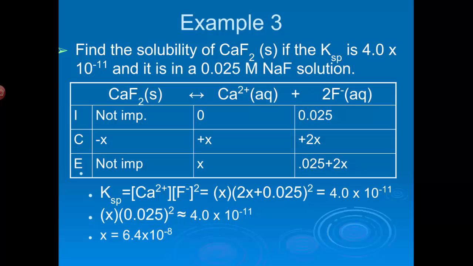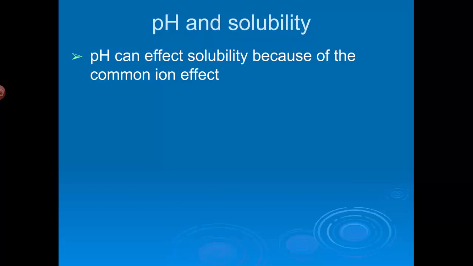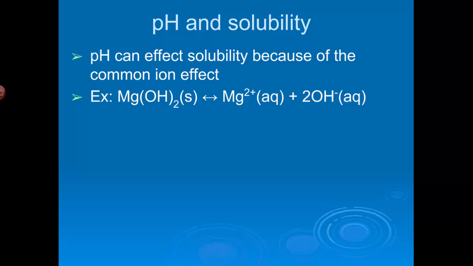Now, if you change the pH of a solution, you're changing the hydrogen ion concentration or hydroxide ion concentration. That can affect solubility if it creates a common ion effect. Magnesium hydroxide is a solid. It'll dissolve into magnesium and hydroxide ions. But if you try to do this in a high pH situation, high pH means basic. Basic means lots more OH minus. That's a common ion effect. What's going to happen if you try to dissolve magnesium hydroxide in a basic solution? Less is going to dissolve.